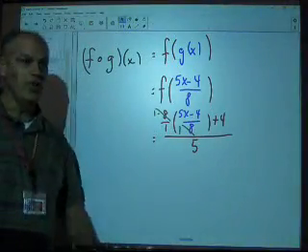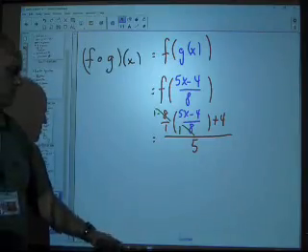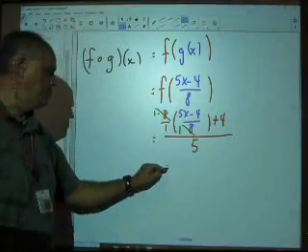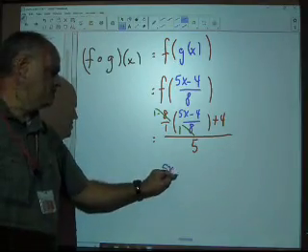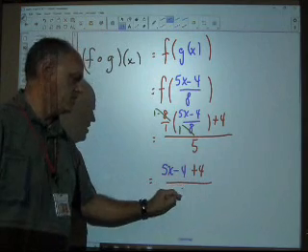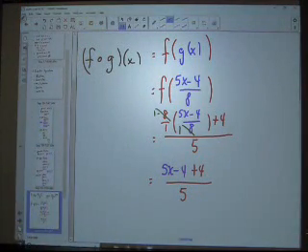which hopefully will help us end up with the quantity of 5x minus 4 plus 4 divided by 5. Because 8 divided by 8 is 1, and 1 times that quantity is just that quantity. Are we okay with that?